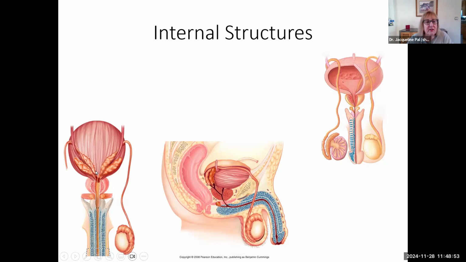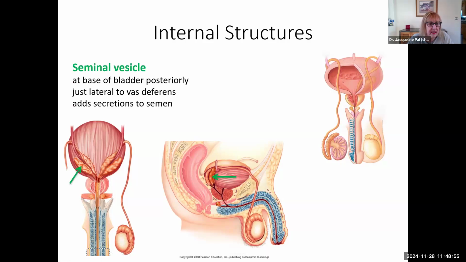All right, so the next structure with the dark green arrows is the seminal vesicle. So the seminal vesicle is here at the base of the bladder posteriorly, and it's just on the outside of the vas deferens. Okay. And this is going to be the first of 3 organs that are going to be adding secretions to semen.